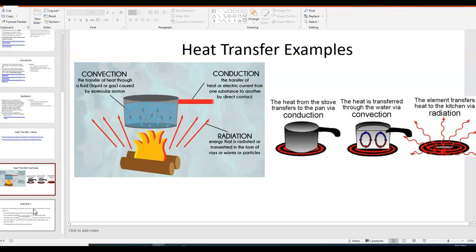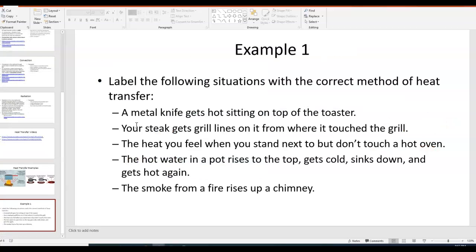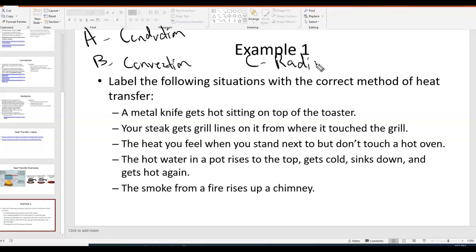Quick example. Example 1 says label the following situations with the correct method of heat transfer. To make this easier for me, since I'm writing at home, I'm going to put an A if it's conduction, a B if it's convection, and a C if it's radiation. The reason is just so I don't have to write out the words conduction, convection, and radiation a bunch.